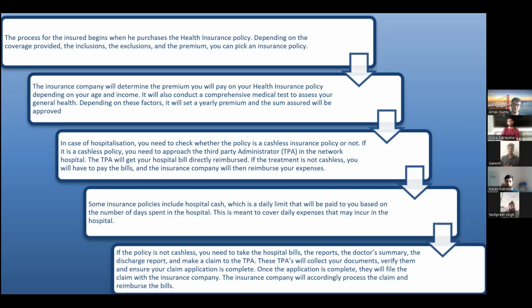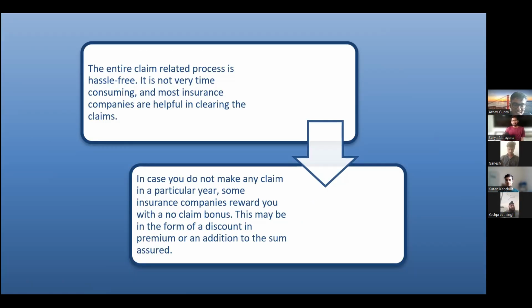If the policy is not cashless, you need to take the hospital bill, the reports, the doctor's summary, and the discharge report, and make a claim with the TPA. These TPAs will collect your documents and verify them and ensure your claim application is complete. Once the application is complete, they will file the claim with the insurance company. The insurance company will accordingly process the claim and reimburse the bills. The entire claim related process is hassle free and it is not very time consuming, and most insurance companies are helpful in clearing the claims.